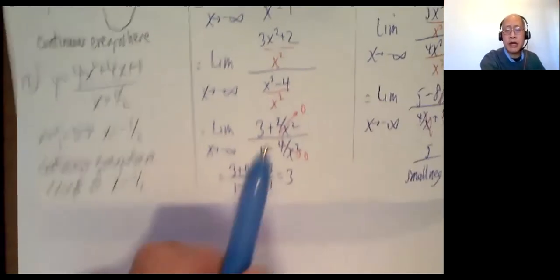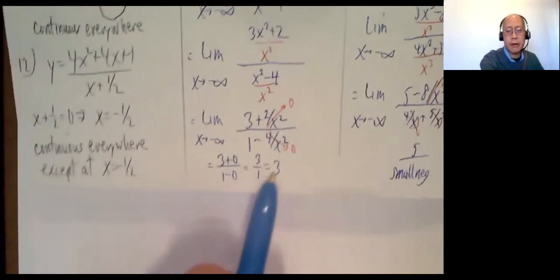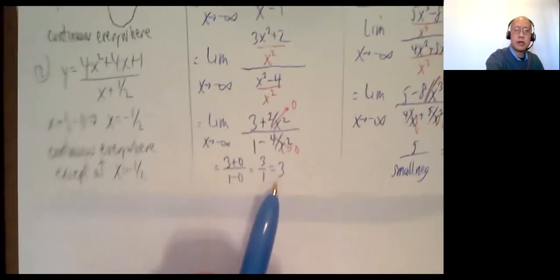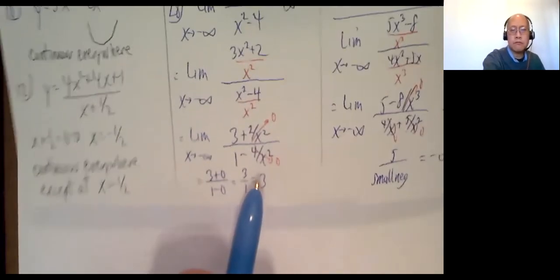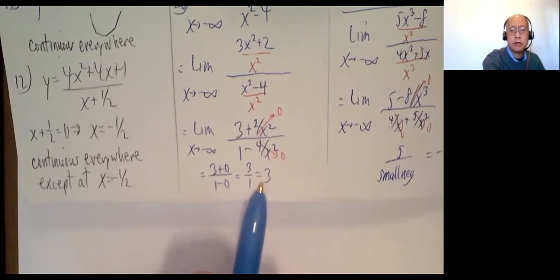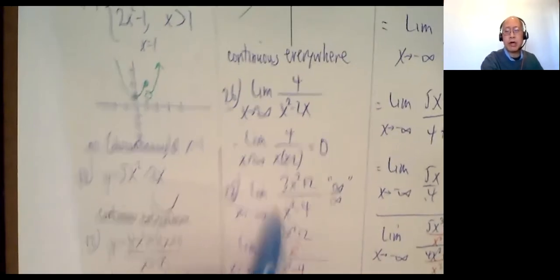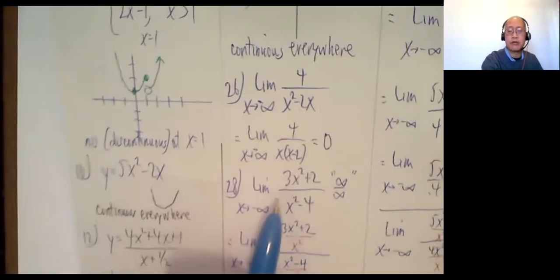So in the limit, we have 3 plus 0 divided by 1 minus 0, which is 3 divided by 1, or 3. So the final answer is 3. Again, the trick is to divide top and bottom by x squared here. You can put a sample problem like this on your next cheat sheet, next formula sheet if you wish.